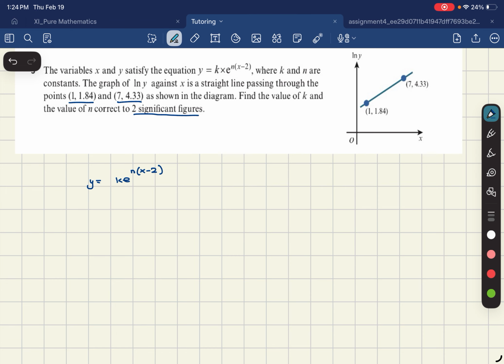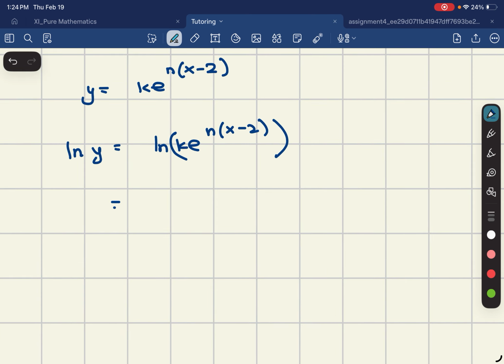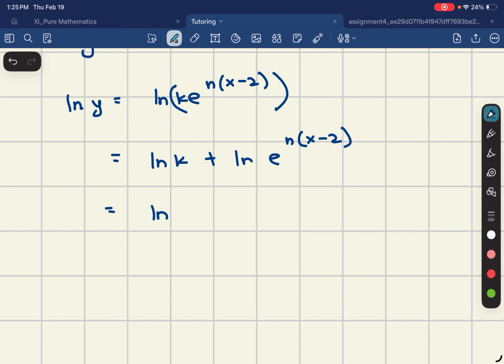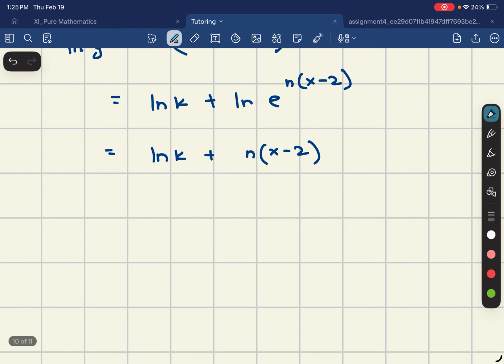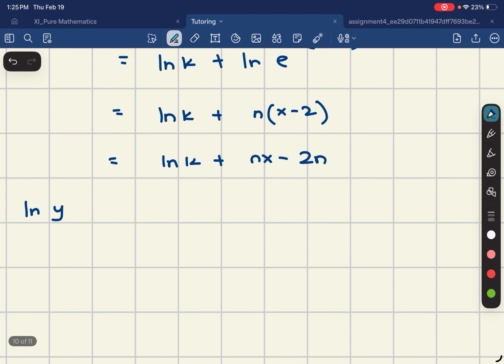So it's the same type of question. We start by linearizing. Ln y is going to be ln of k e to the power nx minus 2. And this is equal to ln k plus ln e to the power nx minus 2. And this is equal to ln k plus nx minus 2 ln e. And ln e is just 1. So we have ln k plus nx minus 2n. So we have ln y is equal to nx plus ln k minus 2n.